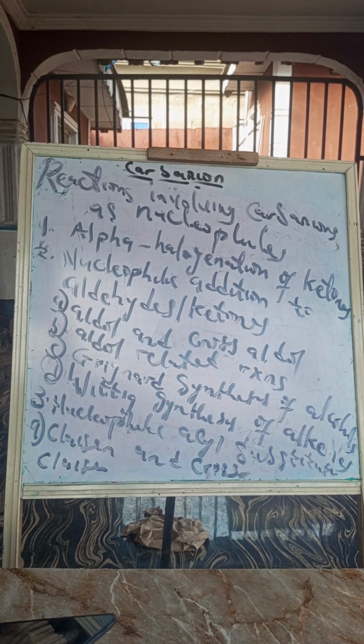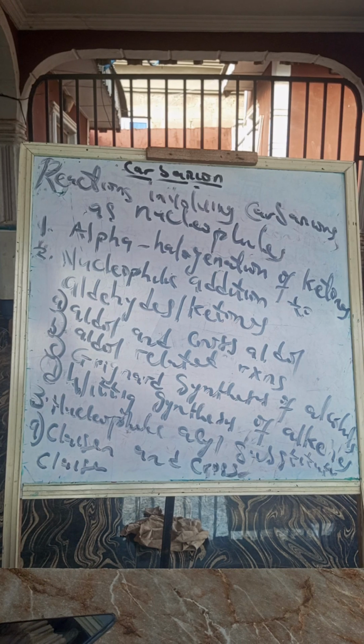The third reaction is nucleophilic acyl substitution with esters and acid chlorides. These fall into two types: the Claisen and the cross Claisen condensations. The first one is the Claisen and the cross Claisen. We can also consider coupling of lithium dialkyl cuprate with acid chlorides.